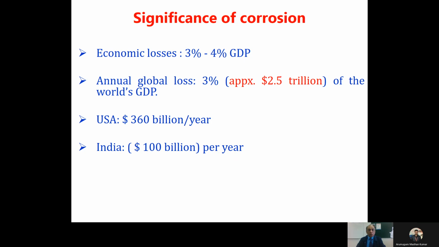As regards the significance of corrosion, every country loses 3 to 4% of its GDP on account of corrosion. Annual global loss is about $2.5 trillion. And in India, the corrosion losses are about $100 billion per year. So a very huge amount is lost because of corrosion. Therefore, a lot of effort is required to protect metals from corrosion.